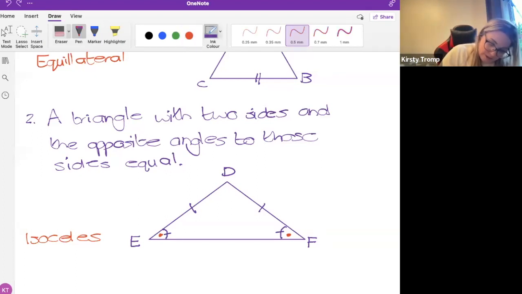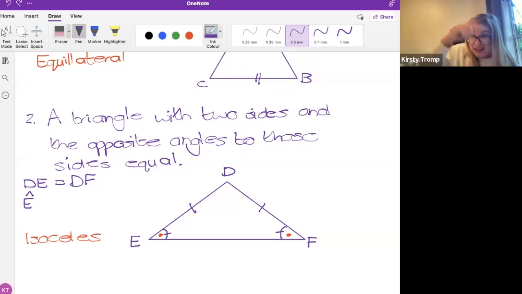All right, so let's go name all the things that are equal to each other. So I can say that side DE is equal to side DF. And what else do I know? I also know that angle E, so we write an angle like that with a cup on the top, is going to be equal to angle F. So angle E is also going to be equal to angle F.